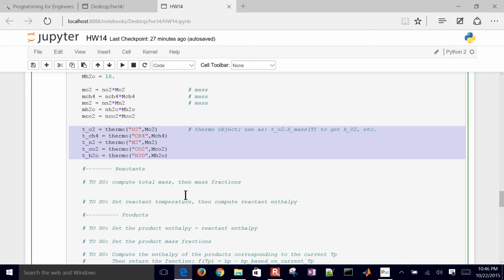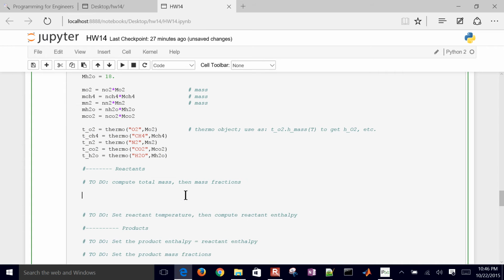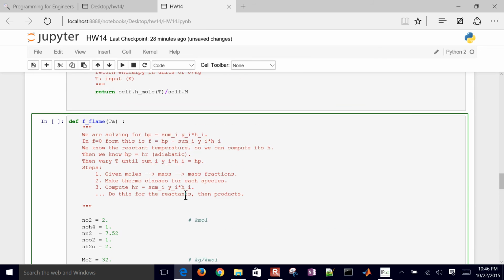Okay, now we want to go down to the reactants and go ahead and under this to do, we're going to go ahead and compute the total mass and then the mass fractions. Okay, so the total mass is just going to be the summation just for the reactants. Okay, so it's going to be the mass of the O2, so that's one of our reactants right there. So mass of the O2 plus the mass of the CH4 plus the mass of the N2.